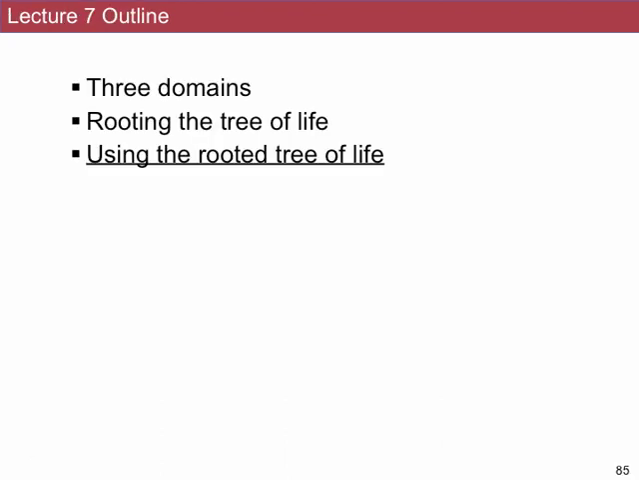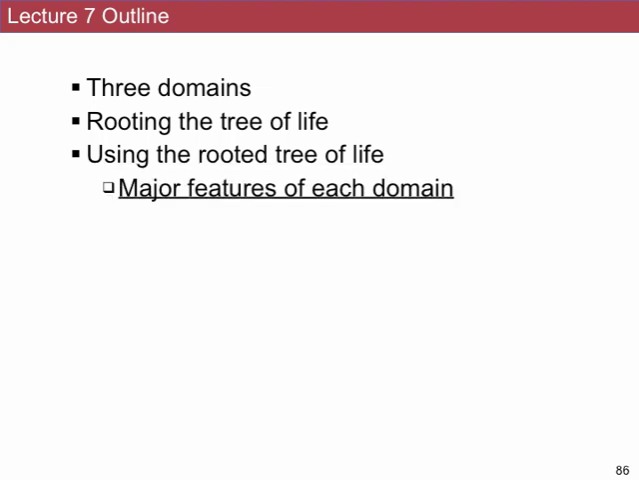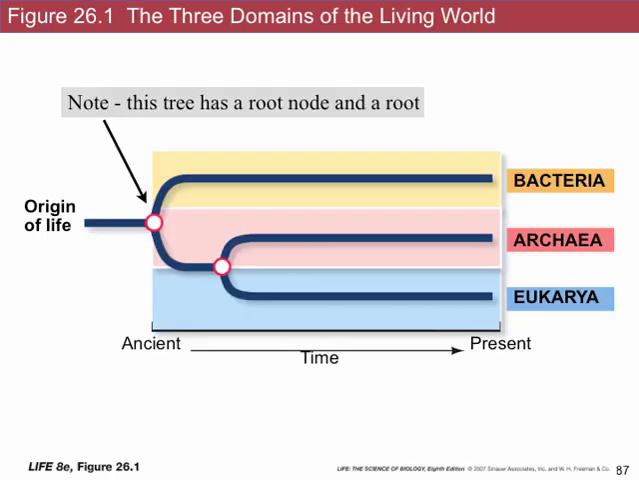Okay, so what we're going to do now is switch to using this rooted tree of life to study and learn about the features of these three lineages. So again, you should look through that table in the book and those pages of the book from chapter 1 and chapter 4, etc., to familiarize yourself with some of the key features of eukaryotes versus prokaryotes, and then the differences between some of the different branches of each of these organisms, like archaea versus bacteria.